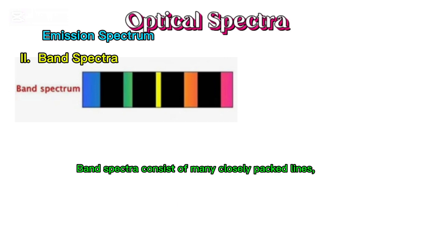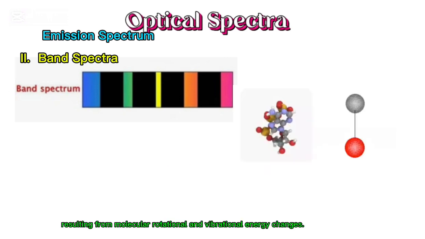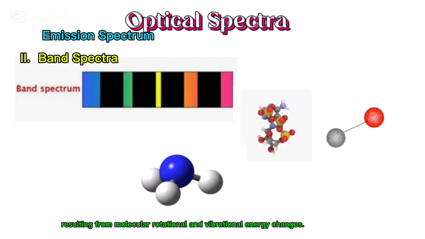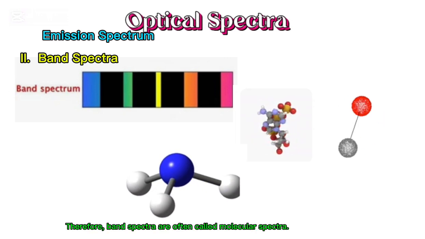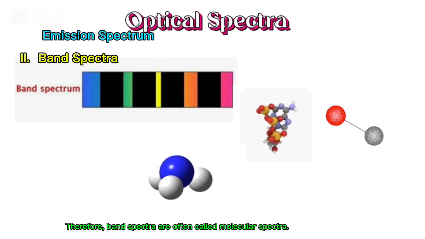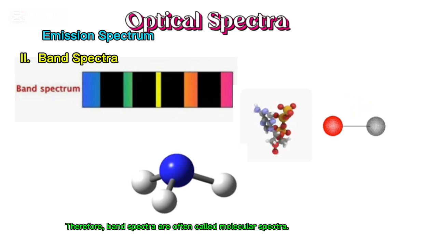Band spectra consist of many closely packed lines produced by molecules rather than individual atoms. They are more complex than line spectra, resulting from molecular rotation and vibrational energy changes. Therefore, band spectra are often called molecular spectra.